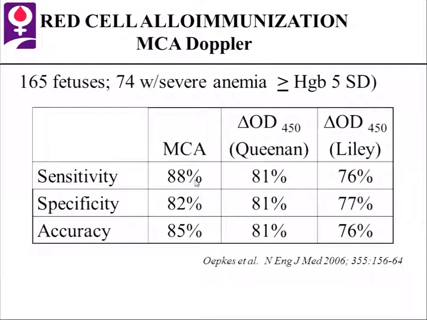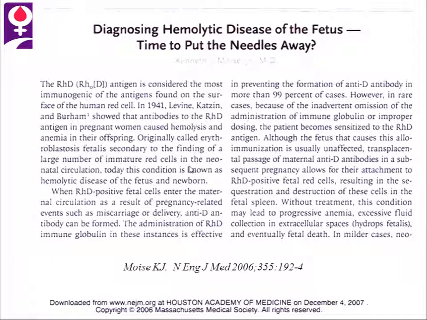This was a subsequent study, a multi-center trial that followed up Maury's study that looked at severely anemic fetuses, and they compared the Doppler study of the middle cerebral artery to the OD 450 Queenan curve and the OD 450 Liley curve, and across the board it worked better than doing amniocentesis and delta OD 450s. As a result, I wrote this editorial. The New England Journal had said, I think it's time to put the needles away, and that was published in 2006. Since that time, we no longer do serial amniocentesis in these pregnancies to determine if the fetus is sick.